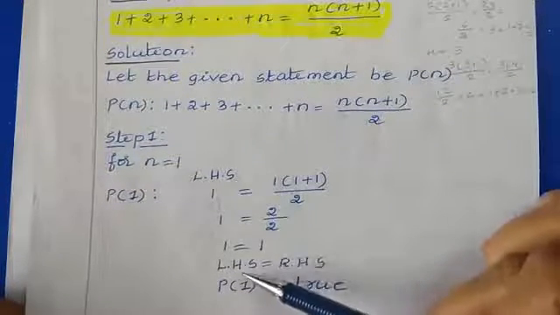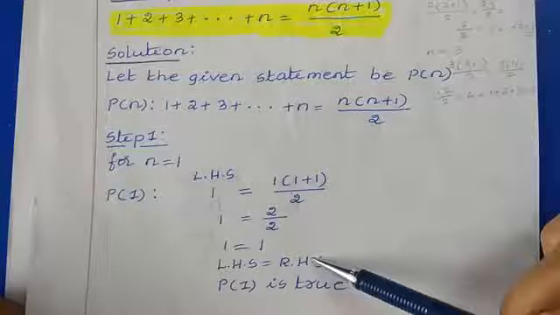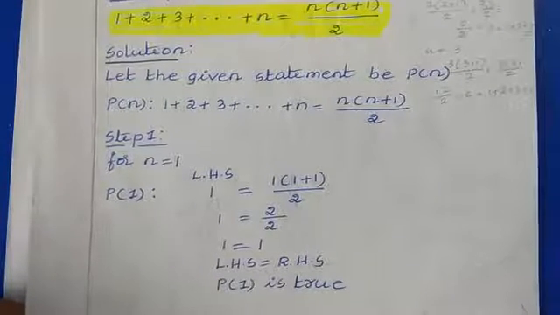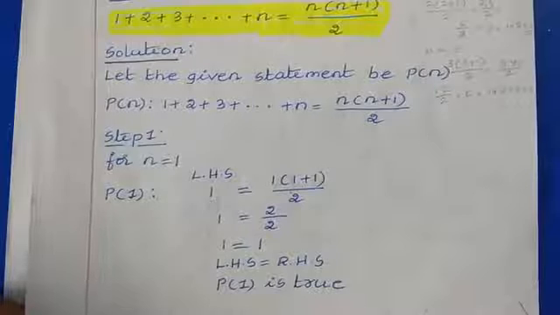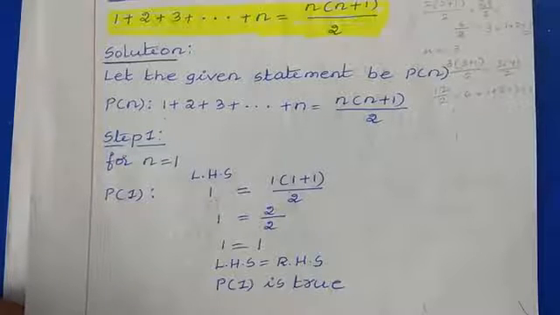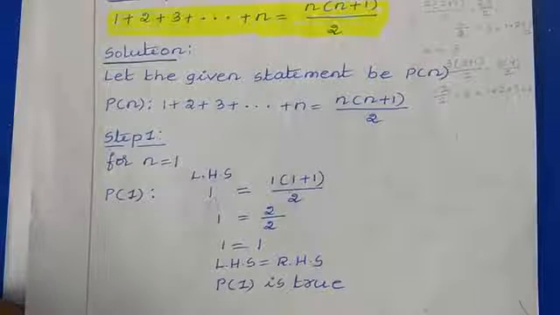So here LHS is equal to RHS. That means here now we can say that the given statement is true for n is equal to 1. P of 1 is true. This is the first step we have to do. And this step is also known as the basis step.